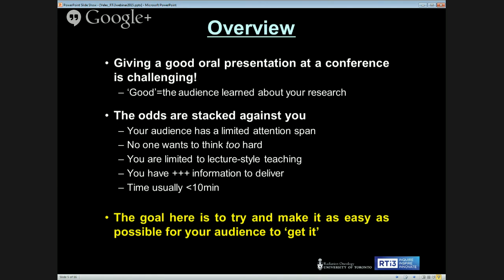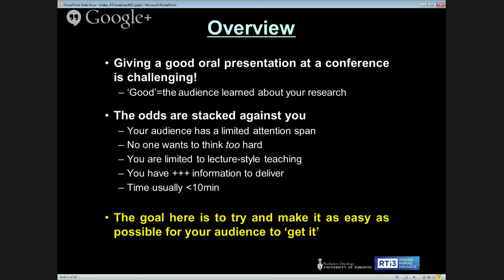I have some experience doing this, and giving a good oral presentation at a conference is very challenging. You have a lot of information to convey in a short amount of time. And when I say good, or when you're successful, I really mean that the audience actually learns something about your research. As we heard from Jean-Pierre already, I think the odds are really stacked against you. Your audience has a limited attention span. In any one sitting, I think we heard that it was 8 seconds, so you have to switch up the graphics and the text constantly. My opinion is that nobody wants to think too hard. You should facilitate the learning as much as you can.